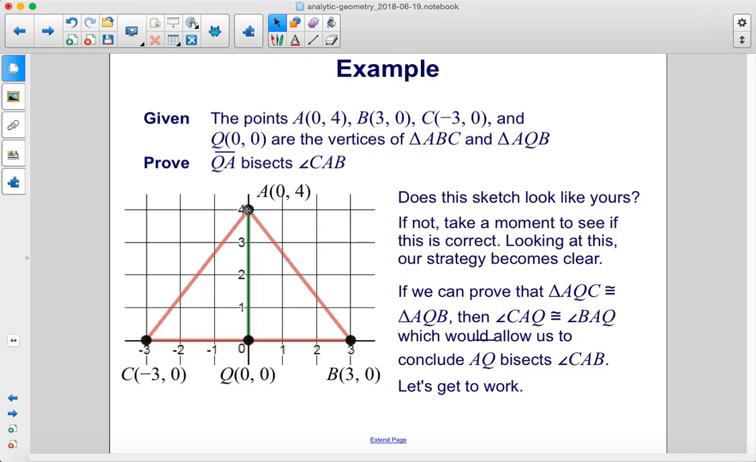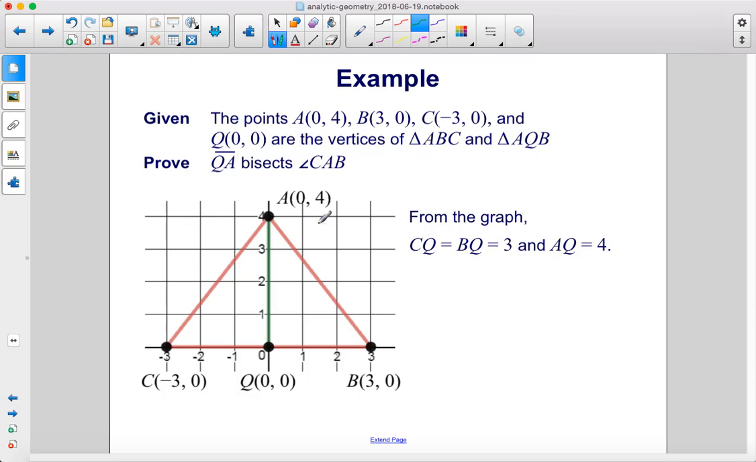Does this sketch look like the one you did? If not, take a moment to see if this is correct. Looking at this, our strategy becomes clear. If we can prove that triangle AQC, so this one here, is congruent to triangle AQB, this triangle over here, then angle CAQ, so this angle right here, would be congruent to angle BAQ, so this angle here, which would allow us to conclude that AQ bisects angle CAB. Let's get to work.